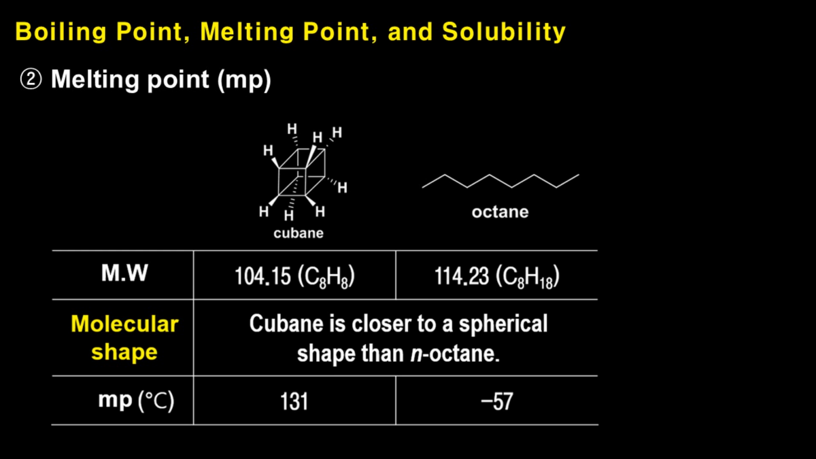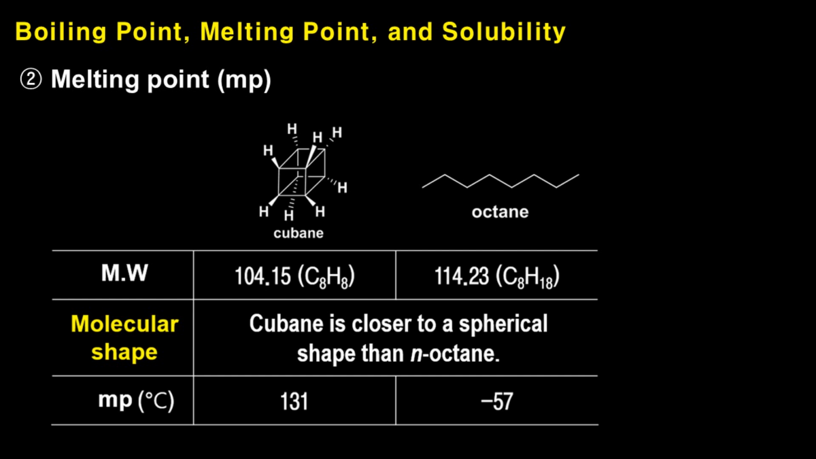We can see an even more dramatic example when we compare cubane and N-octane. Cubane is a rigid, cube-shaped molecule. It melts at a surprisingly high 131 degrees Celsius. N-octane is a flexible, linear molecule, and it melts way down at -57. And here's the twist. Cubane actually has a lower molecular weight than N-octane, but because of its highly symmetrical and compact structure, cubane can pack super efficiently in the solid state. That leads to a very stable crystal lattice, and that's why its melting point is so much higher.